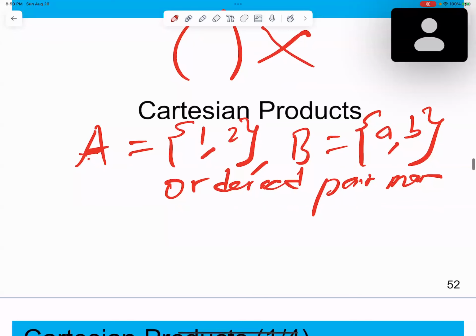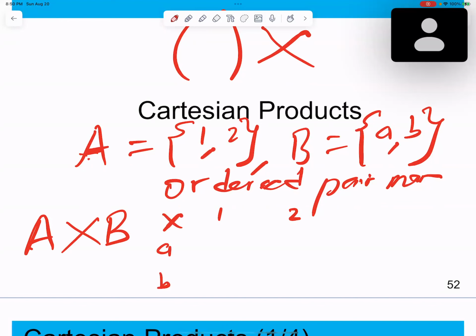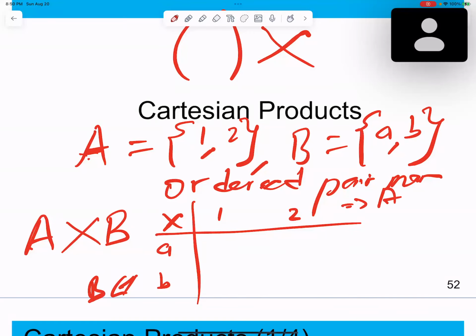Okay, and it is written as A Cartesian product B, which is all you have to do. You can write your elements of A as 1 and 2, and your B as a and b. You cross them right here. See that? Look at it. So this is for your A. This is for your B.